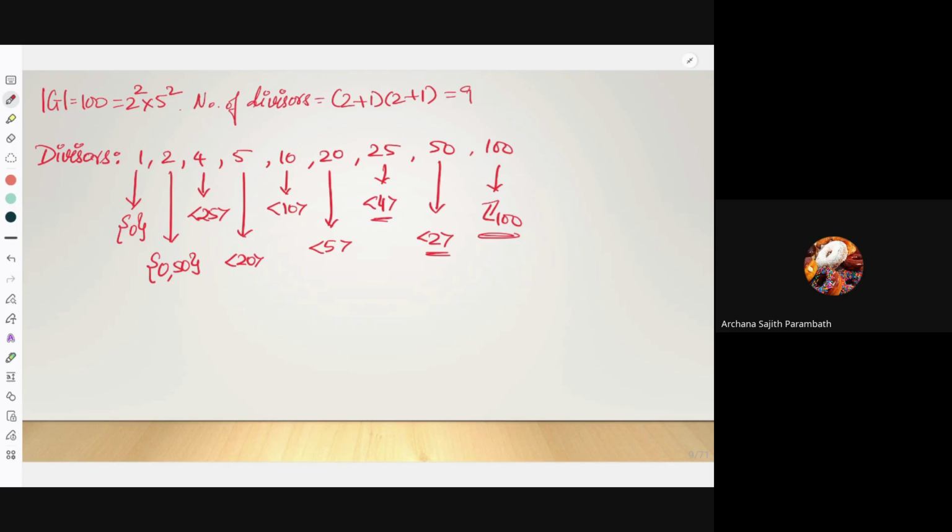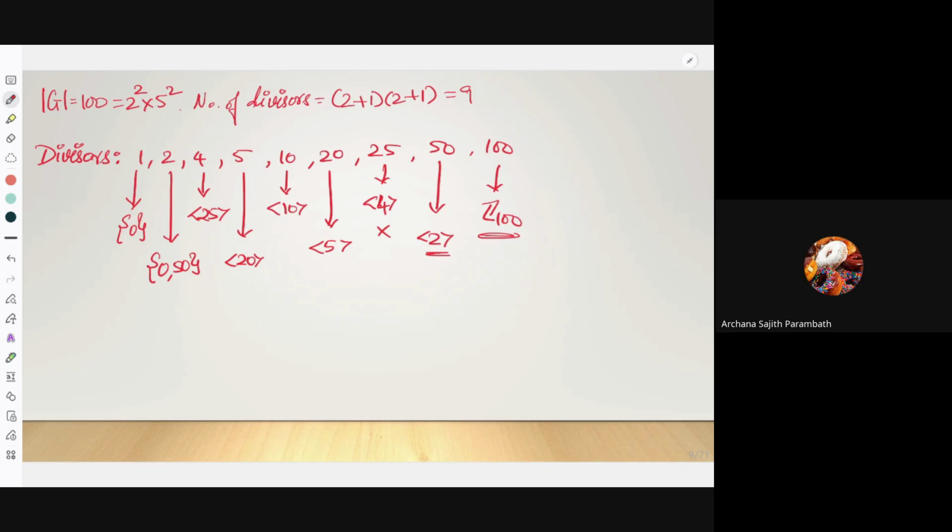What about 4? The subgroup generated by 4 in Z mod 100Z would be 0, 4, 8, 12, and so on up to 96, right? It's basically multiples of 4. And 10 is not a multiple of 4. So this won't contain 10.